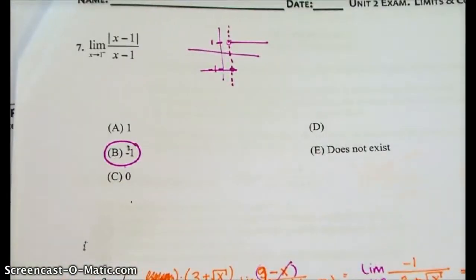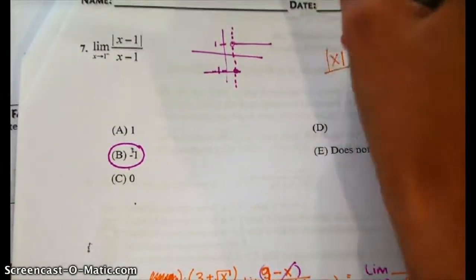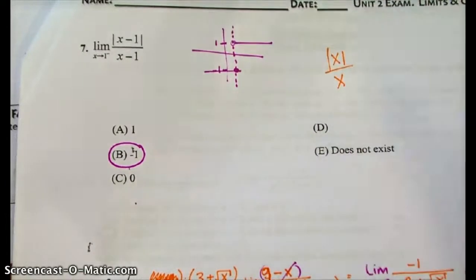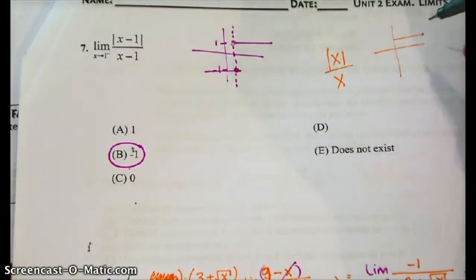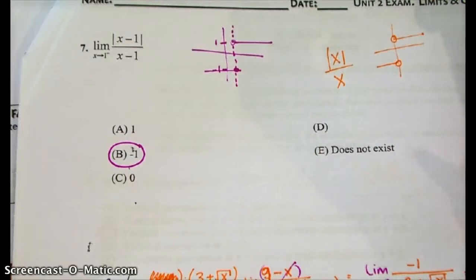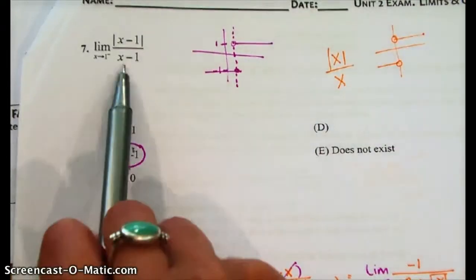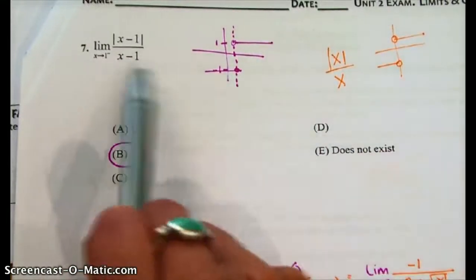Question 7 is hard if you don't remember this special function. We looked at it at one point. It was the function absolute value of x over x. And this function looks like this. It equals +1 with positive numbers and -1 with negative numbers, and it's undefined at 0 because of the 0 denominator. So if you remembered that, you would know that this function is just a transformation of this function. It's been shifted once to the right.